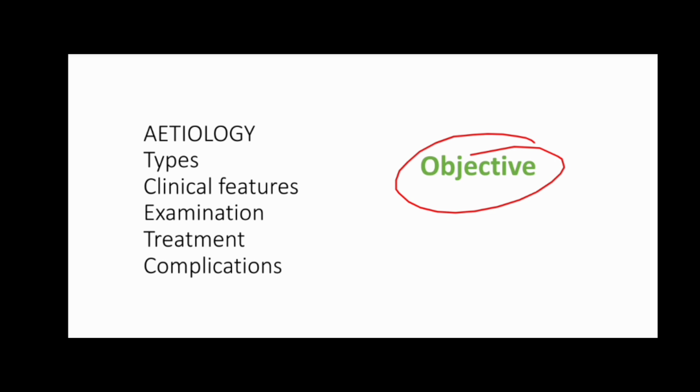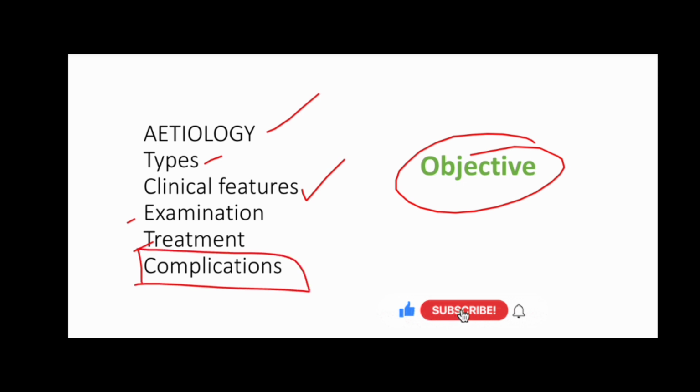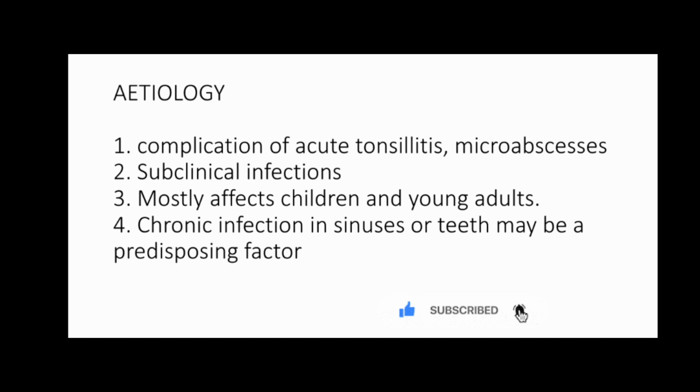In the objective, we are going to see the etiology, types of chronic tonsillitis, and what the clinical features are, how the patient presents with chronic tonsillitis, how we examine chronic tonsillitis, how to treat it, and if we do not treat chronic tonsillitis, what complications are present. Okay, first, etiology.